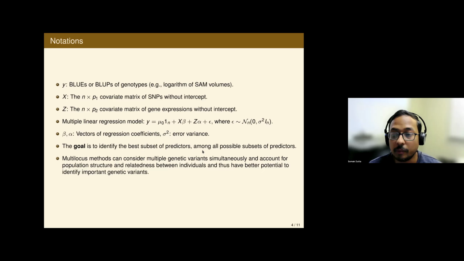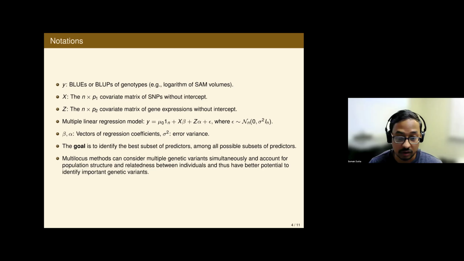If you're wondering how many possible subsets there are, the answer is 2 to the power P1 plus P2. So it's 2 to the power P1 times 2 to the power P2. And that's a gigantic number. So we need to identify from this haystack a few needles, a few SNPs and a few genes that are actually related to this phenotype or trait of interest.